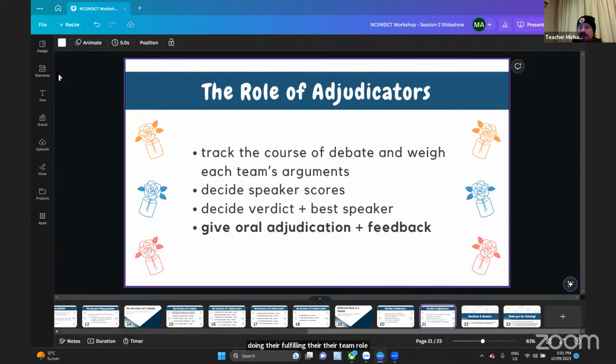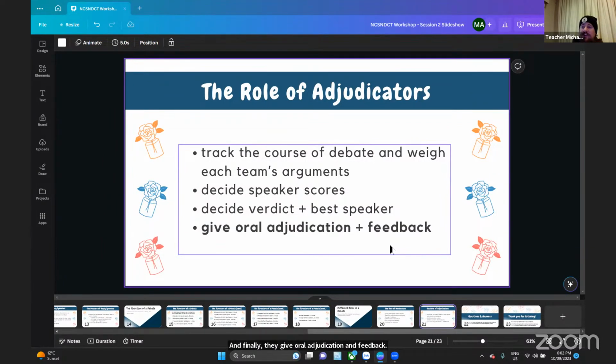They decide the speaker's scores. They have a set criteria that they judge each speaker on, and that will determine the score that they get. And they also decide the verdict and the best speaker. So they decide which team wins the debate and which speaker was the best overall. And finally, they give oral adjudication and feedback. Once they've made their decision, they come back in, they'll announce it, they'll let everybody know who won the debate, and they will also give the speakers some general feedback about how they performed during the debate.